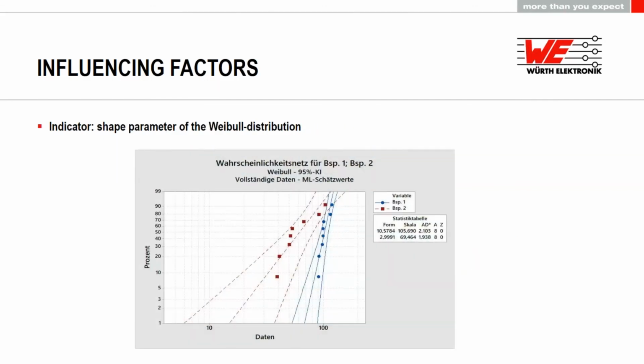And just a hint, as I told you, the shape parameter is a good indicator. Also in this case, if you accelerated a test too much, if you tested too fierce, you will have those different shape parameters. And this is a good indicator that you did something wrong. So again, it shows you how important it is to display the data in those Weibull diagrams.